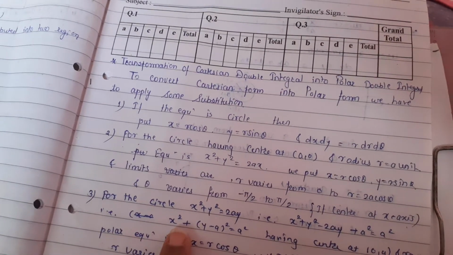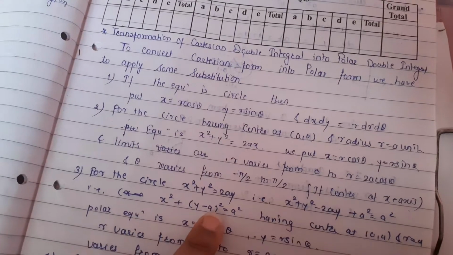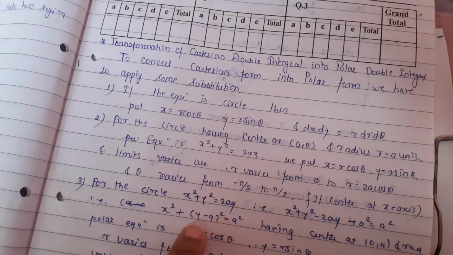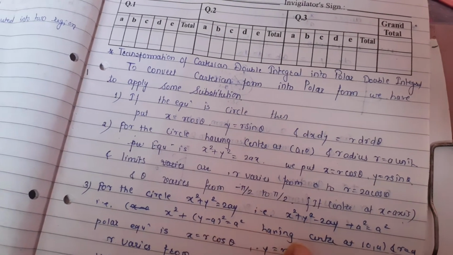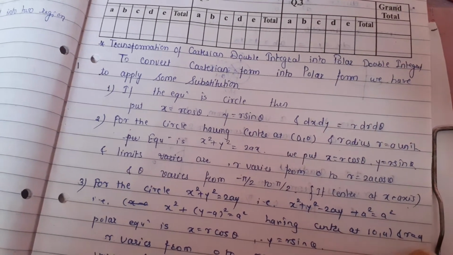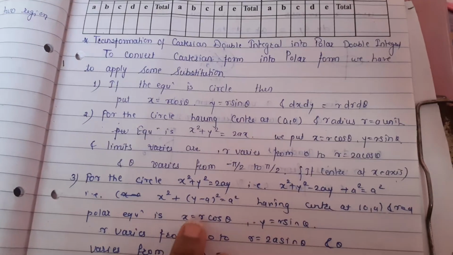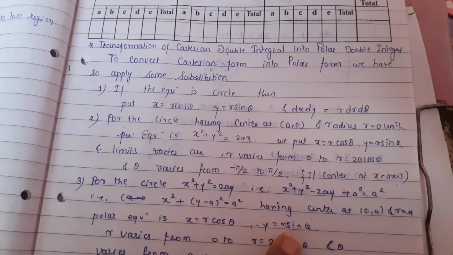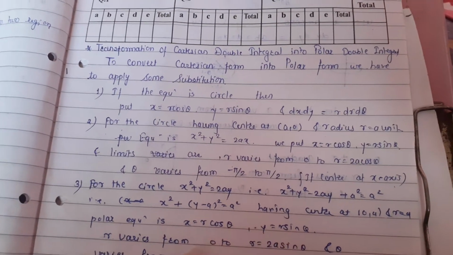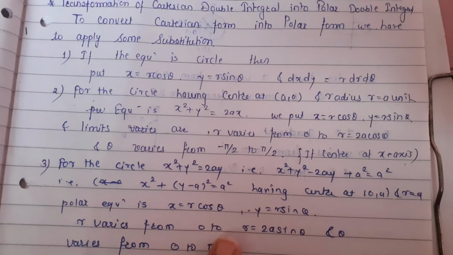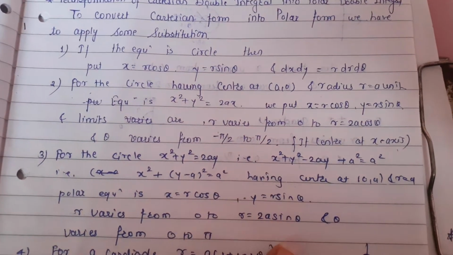Similarly, if the equation of the circle is x square plus (y minus a) square is equal to a square, that means center on the y axis, that is center at (0, a) and radius a unit, then we have to put x is equal to r cos theta, y is equal to r sin theta, and r varies from 0 to a sin theta, and theta varies from 0 to pi here.